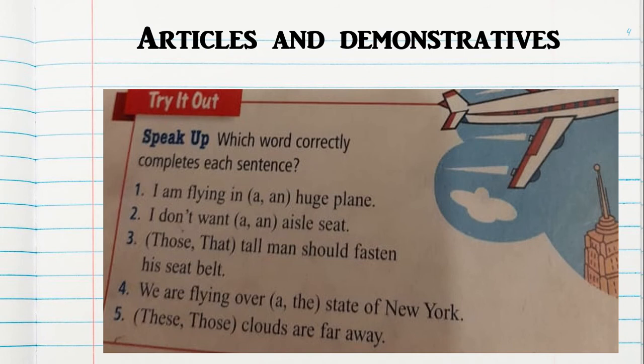Let's go with the activity. Which word correctly completes each sentence? I am flying in blank huge airplane. Will you say a huge airplane or an huge airplane? A huge. I don't want a an aisle seat. Remember, the word in parentheses should agree with the word after the parentheses. Aisles and aisles.